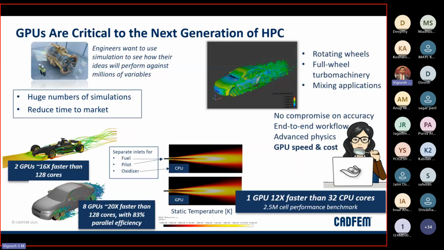And why? Ansys also offers you GPU, so you don't have to rely only on HPC, high performance computing. You can use a GPU to run your problem without compromising your results. Now we have rotating wheel, full wheel, turbomachinery, and mixing applications, which also allow you to do MRF, which means a quadcopter can be solved, and external aerodynamics too. GPU is highly recommended. As you see, just two GPUs are 16 times faster than 128 cores. It's faster and efficient, and you get the results without compromising your accuracy.